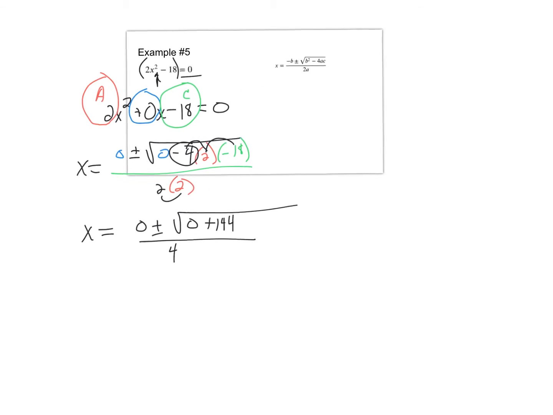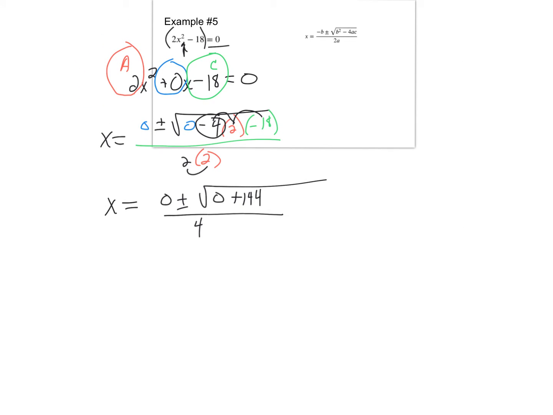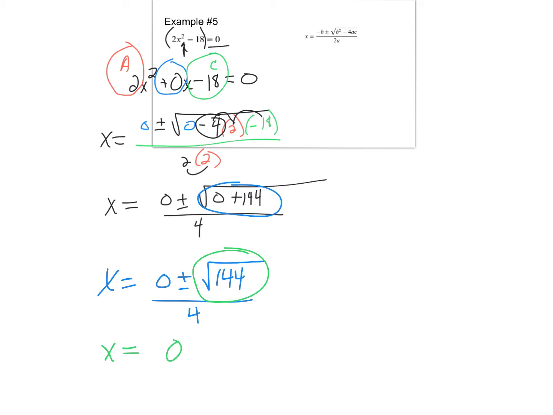Let's shrink this. All right, so now let's do up the math. I'm going to still work under here. X equals 144 divided by 4. Now let's evaluate this. X equals, good for you, 12 divided by 4.